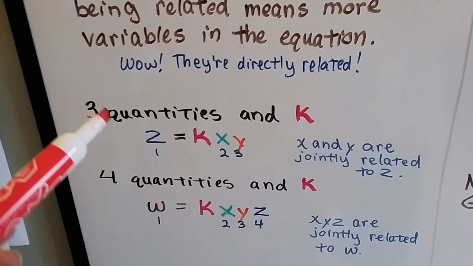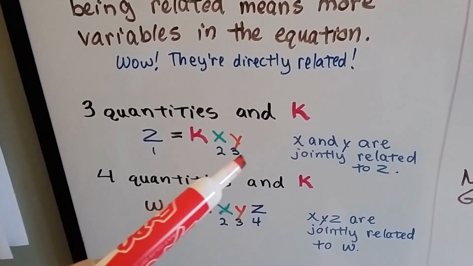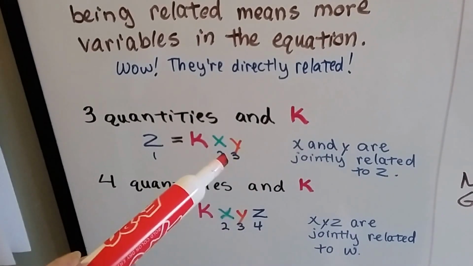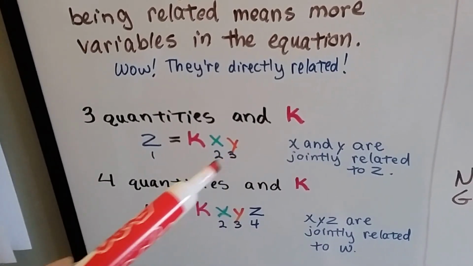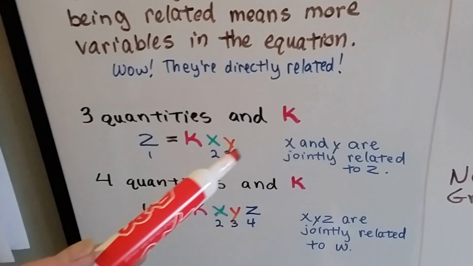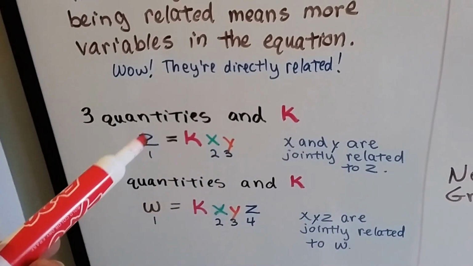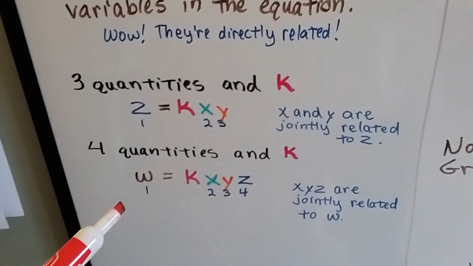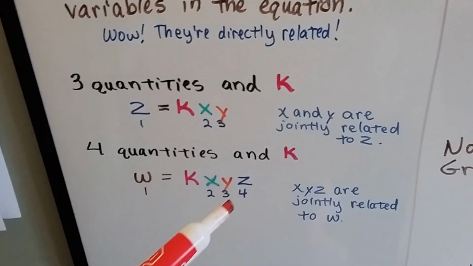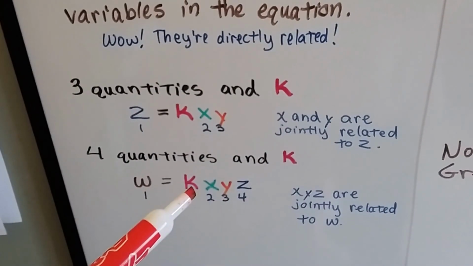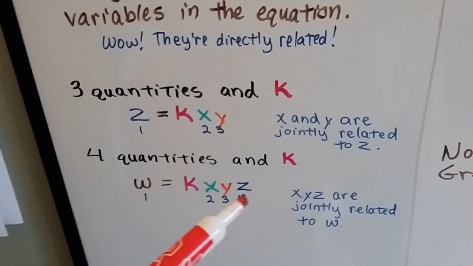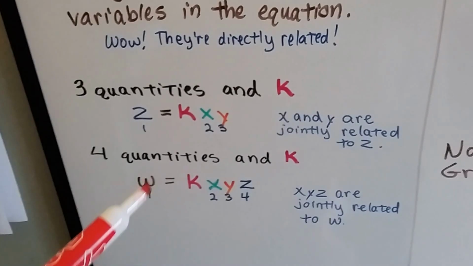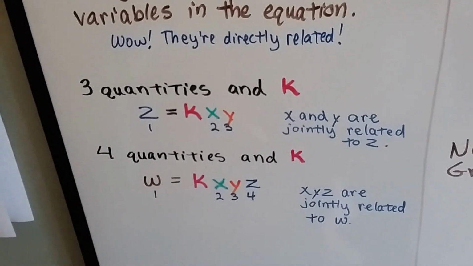So if there's 3 quantities, 1, 2, 3, and k, we can do it like this. And this x and y, they're jointly related to that z together. What they do together is going to be related to that z. It's going to affect that z. If we have 4 quantities and k, then we'll have 1, 2, 3, 4 variables, and that k constant. And x, y, and z are jointly related. Whatever happens with them is going to affect this w, okay?